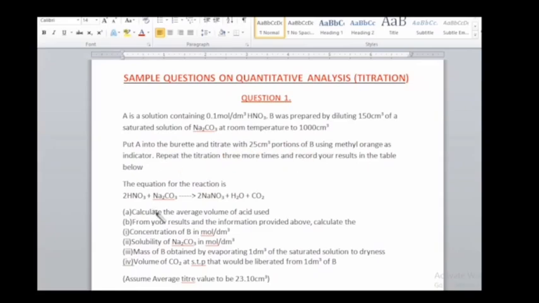From the table now, we are told to calculate all of this here, and this is the equation that is used for this particular reaction. 1, calculate the concentration of B in mole per dm cube. 2, solubility of sodium carbonate in moles per dm cube. 3, mass of B which is obtained by evaporating 1 dm cube of the saturated solution to dryness. And then 4, volume of carbon dioxide at STP which would be liberated from 1 dm cube of B. We are assuming our volume of acid used to be 23.10 in this particular question. So going to that now, this is what we'll be having.